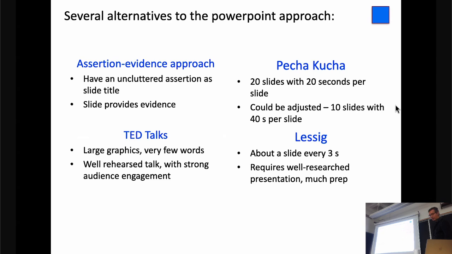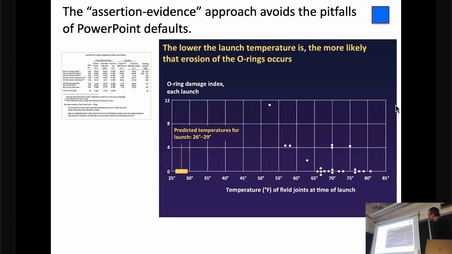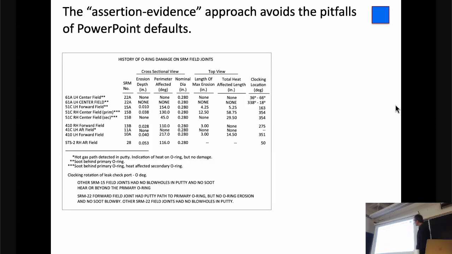Here's another example, which is historic. This table was sent to the decision makers at NASA before the Challenger was launched and exploded. The title of this was History of O-ring Damage on SRM Field Joints. And then there's a whole bunch of data, okay?